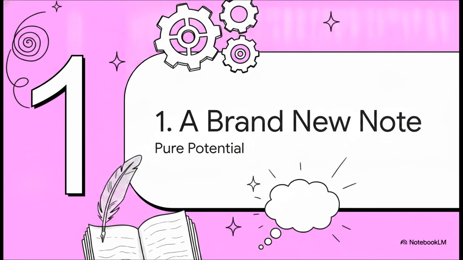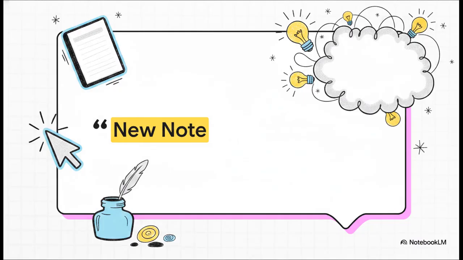Section 1. A brand new note. Pure potential. I mean, every great idea has to start somewhere, right? Usually, it's just a blank digital canvas. And our source text opens exactly like that, in this state of absolute pure potential, with exactly 2 words, new note. Seriously, take a second to think about the sheer weight of those 2 words. It is the literal birth of a document. It tells us undeniably that what we're looking at is 100% fresh. It's a completely untainted environment.